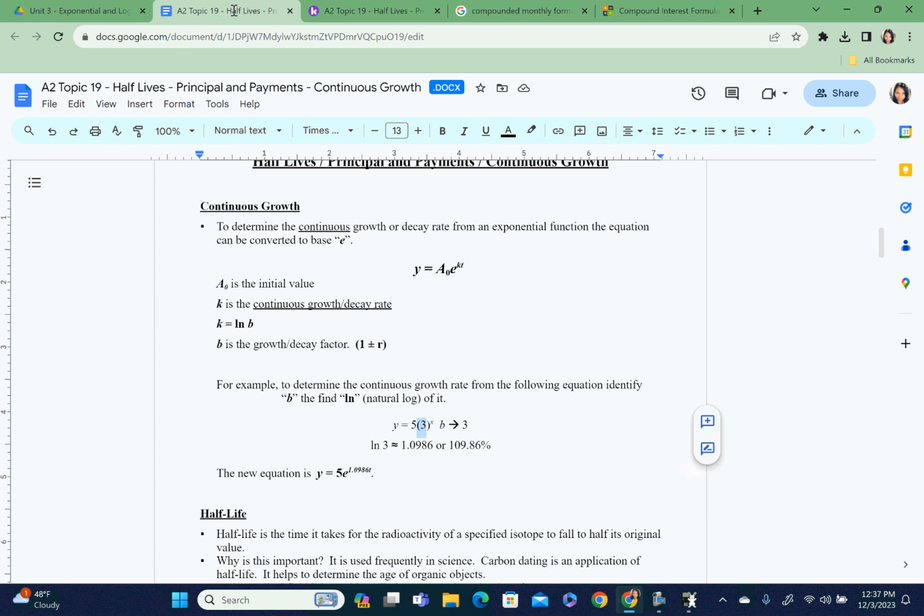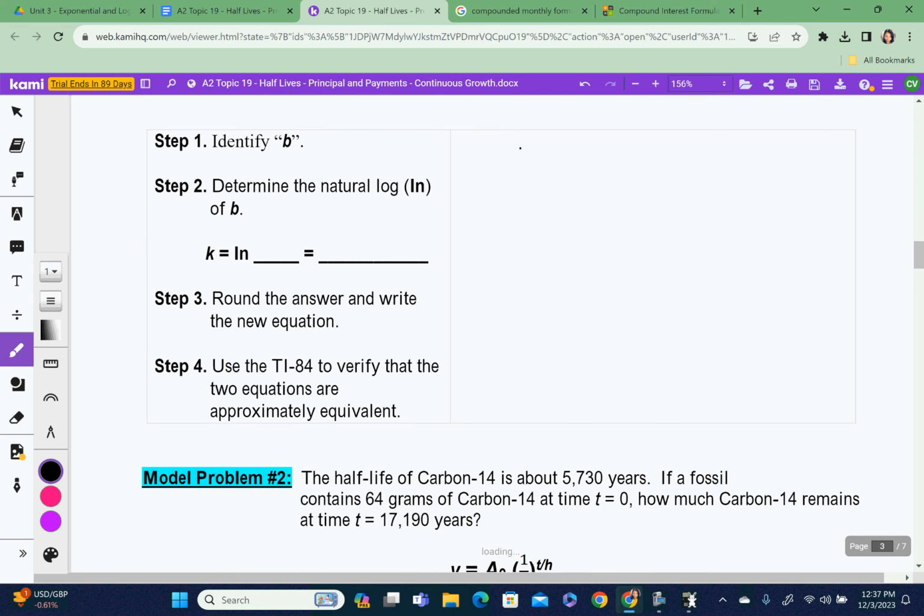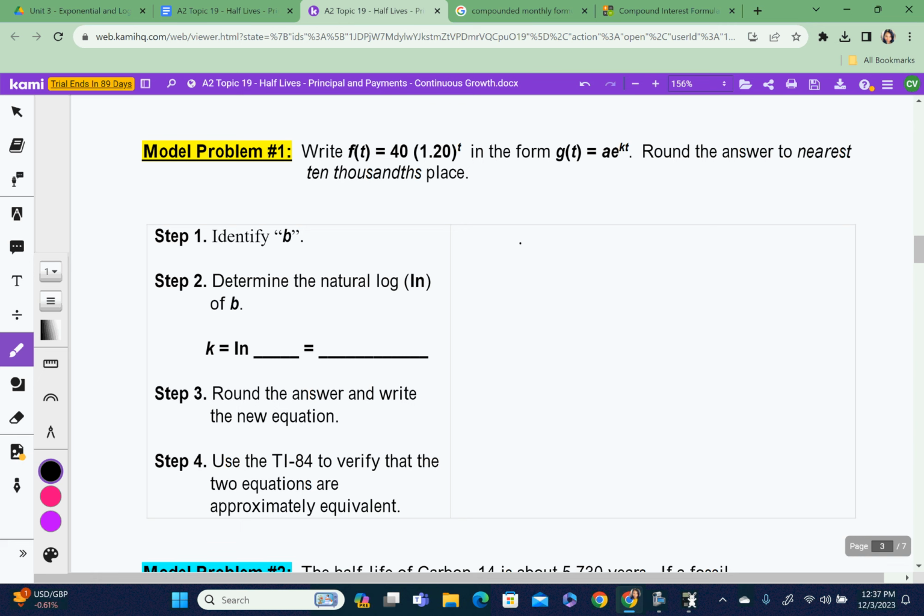The starting amount is still going to be 5. But now, because it's going to be compounded continuously, we're going to use e. And then the number that we just found is going to be our k in this case. And then we're going to multiply that by t. If that got a little confusing, we're going to go ahead and do a problem here just to see.